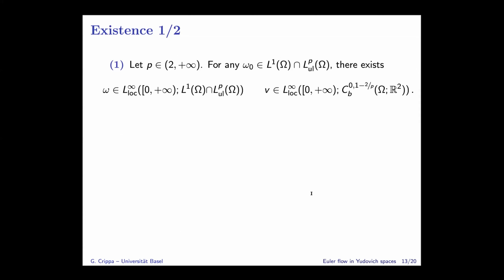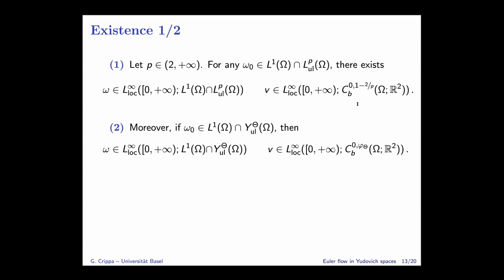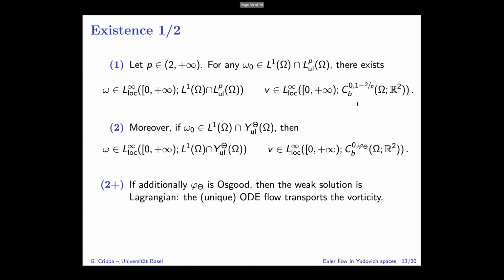And here we enter into the applications, in a sense, to existence and uniqueness for the 2D Euler equations. So the first result is the following. If we pick an exponent p between 2 and infinity, then for every initial vorticity in L1 global cap LP uniformly localized, we have a solution which is locally uniform in time in the natural spaces: L1 cap LP UL for the vorticity, and in this Hölder space for the velocity. Moreover, second result, if we start in Yudovich, uniformly localized, then our vorticity remains locally uniform in time in the same space, and the velocity now has this phi theta modulus of continuity.